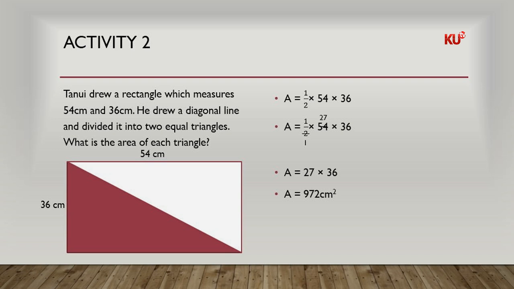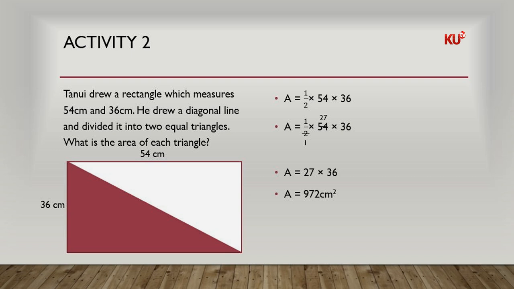So the one area is the same as the other area. Why? Because they are 2 equal figures. So the first thing, note down the formula. As you can see on your screen, area is equal to a half times base times height.